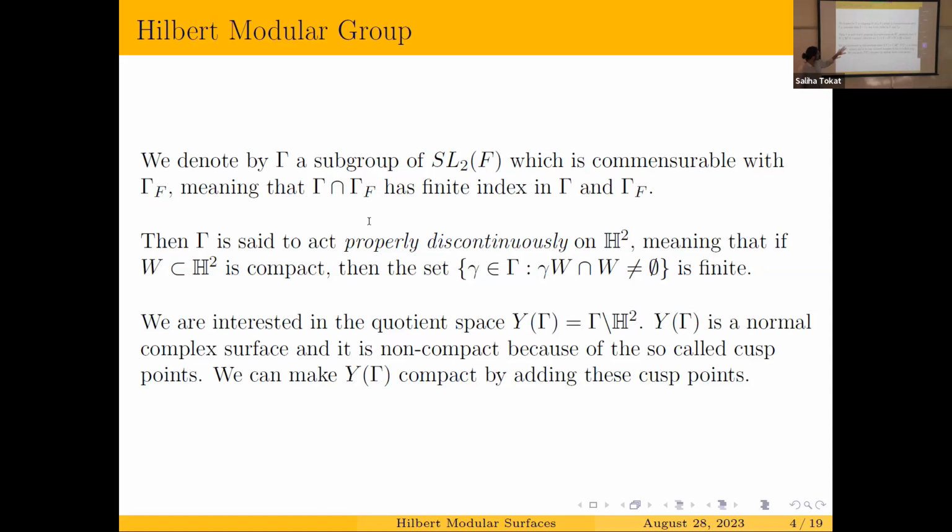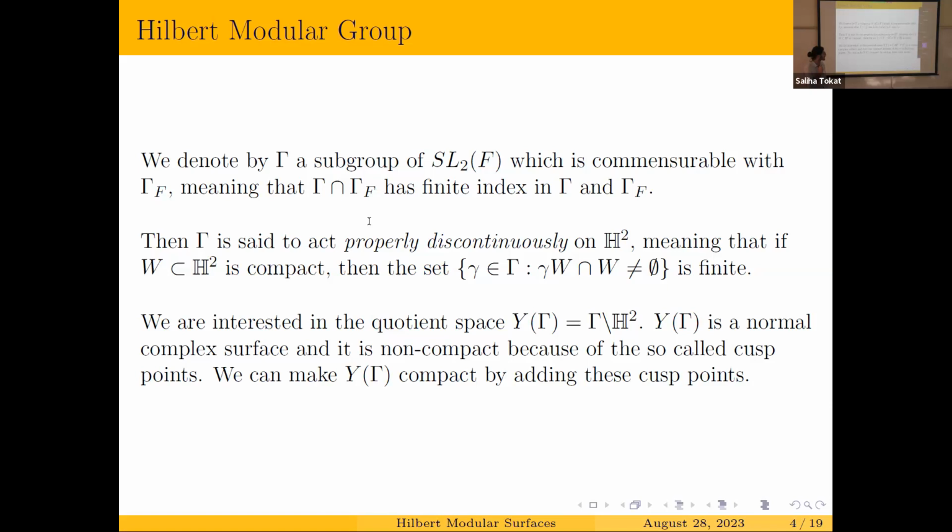The definition given here is also true, but you can think of it as if two points have different images under a matrix, then they also have neighborhoods that don't intersect under the same matrix. We will construct the Hilbert modular surface, and to do that we will first consider this quotient space H2 mod gamma. What this means is we look at the points in H2 and consider their orbits.